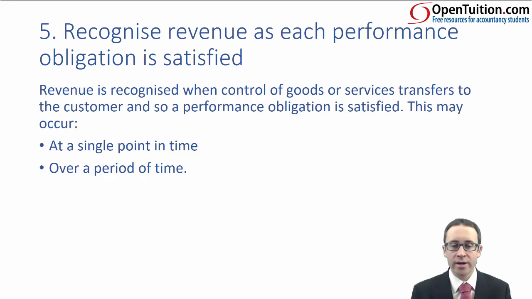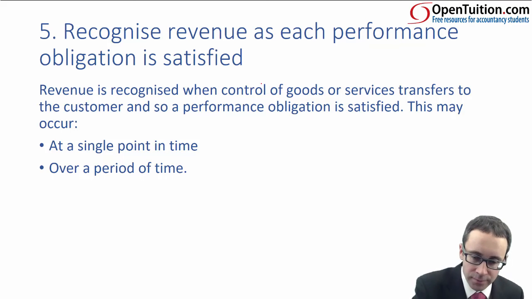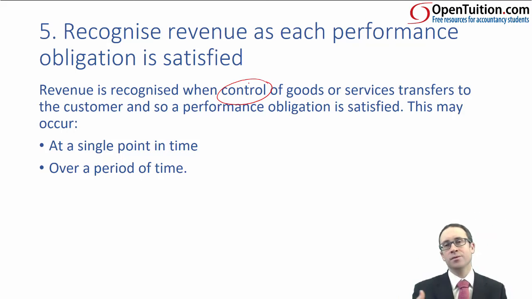So revenue is recognised when control transfers to the customer, and so the performance obligation is satisfied. Again, going back to the framework, a key concept there, isn't it? This may occur at a single point in time, which is usually with regards to goods, or over a period of time, which is usually with regards to services.